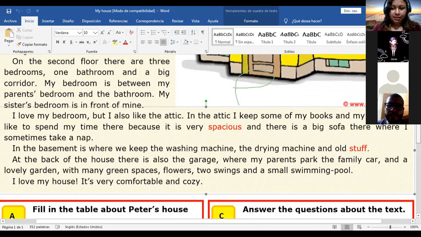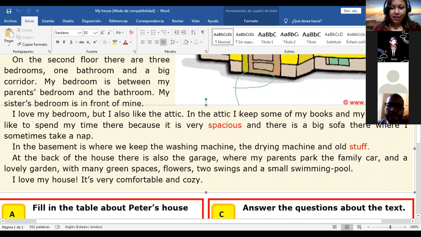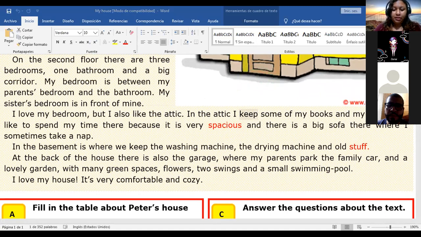In the attic, I kept some kind of book. Okay, keep is a verb. For example, if I want to say, yo mantengo mi comida en la refri. ¿Cómo diríamos eso? I keep my food in the refrigerator. No, in the refrigerator. Yes. In the refrigerator or in the fridge.